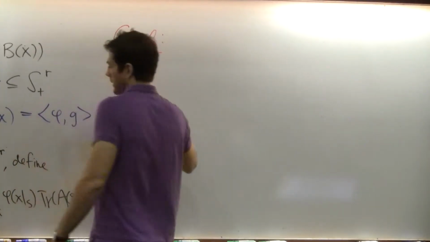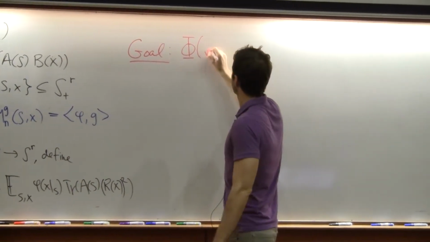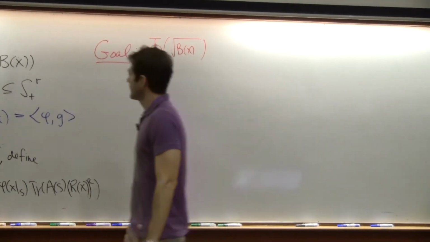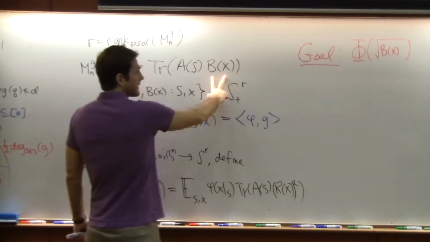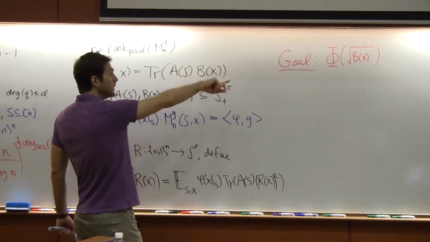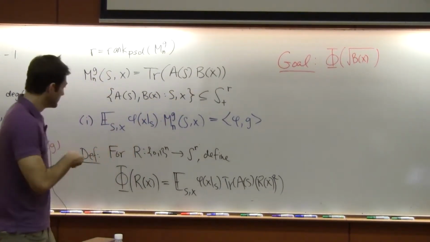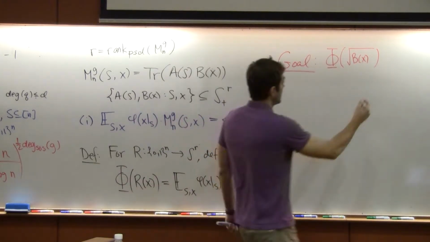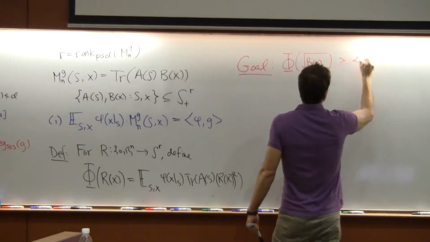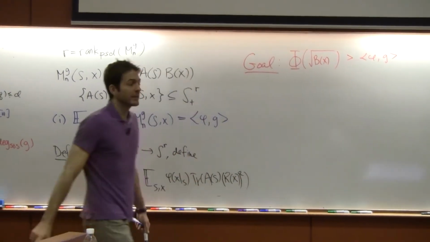So now we can translate our goal. Restated as just proving that phi, and again, I'm going to write, okay, so what this means is you take b of x. It's a positive semi-definite matrix, so you can take its square root as a matrix. So I'm applying it to that matrix valued function. Our goal is to show that this is bigger than what we would get for the left-hand side.